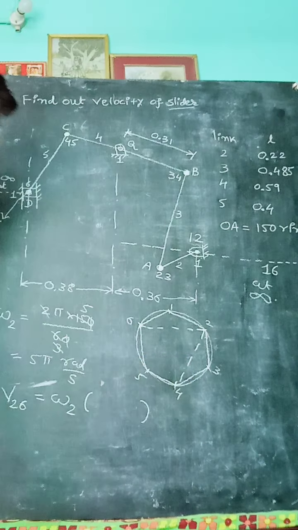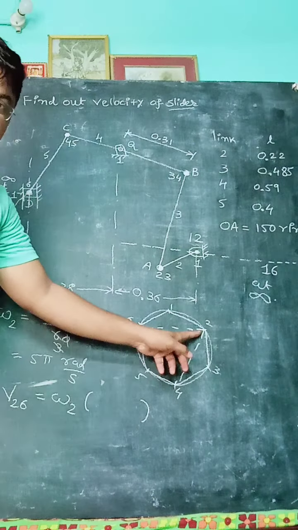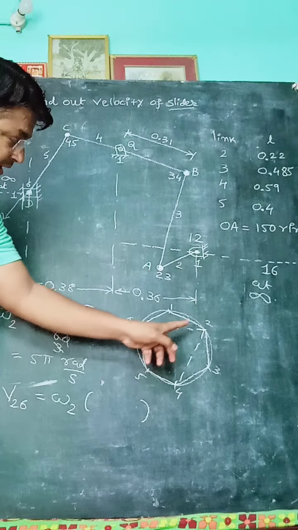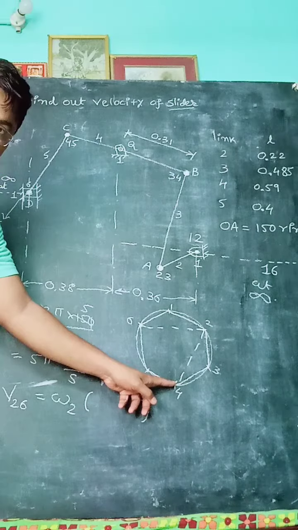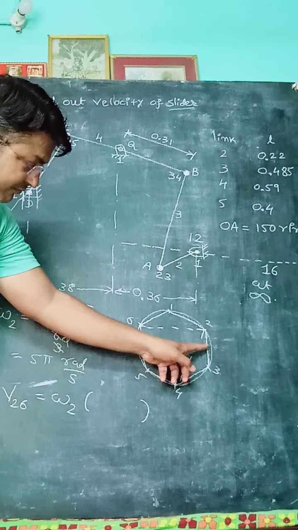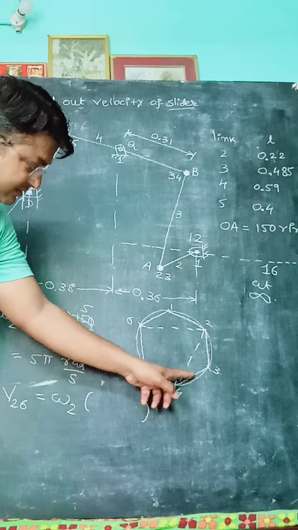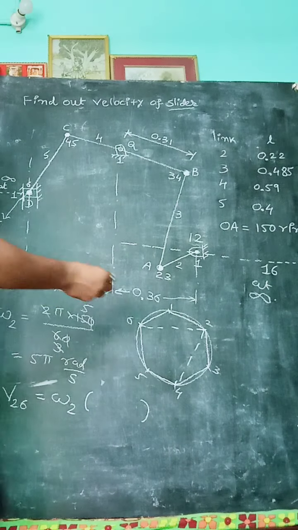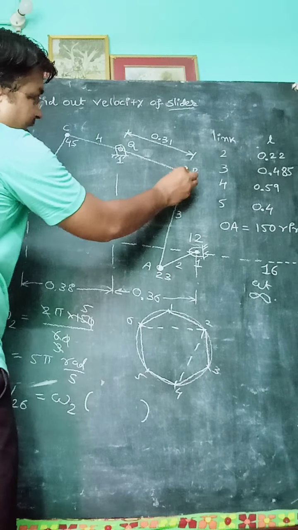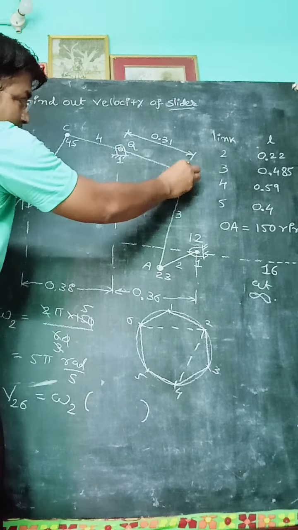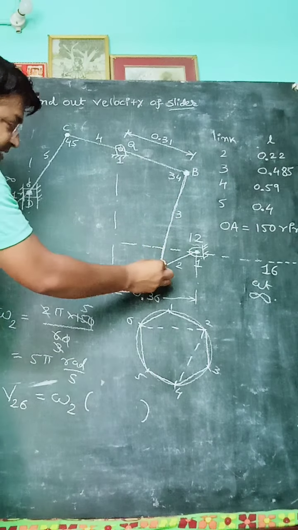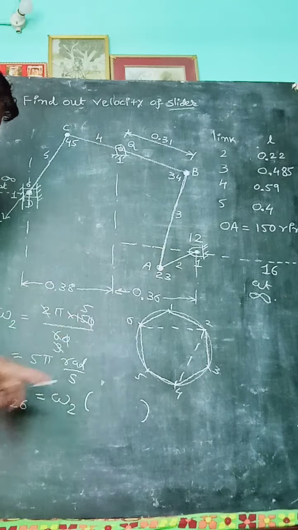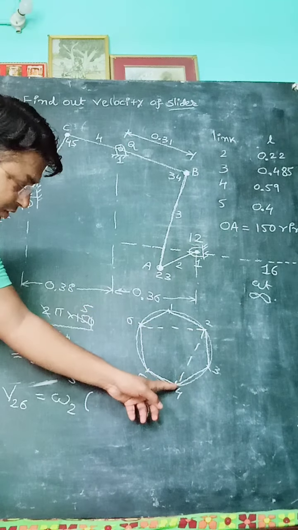Let us go for 2 4. Still 2 6 is not located. So for 2 4, it can be formed with the help of 2 3 and 3 4. 2 3 and 3 4. So on this line, either extended, the 2 4 will be located.